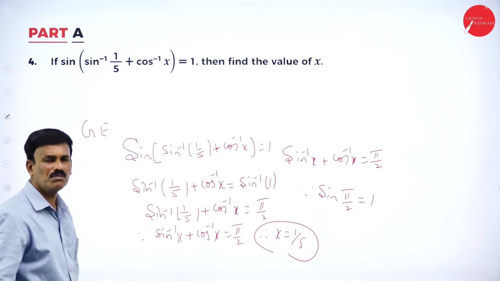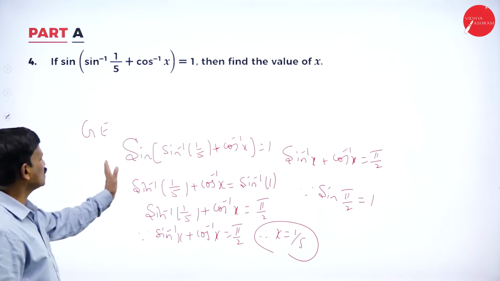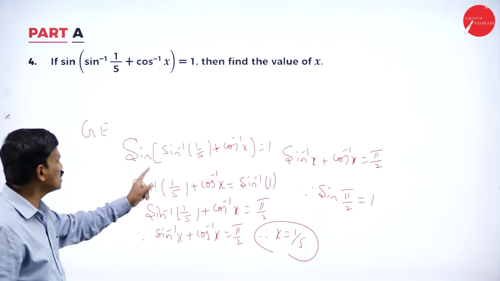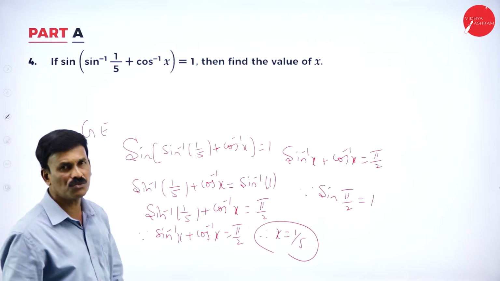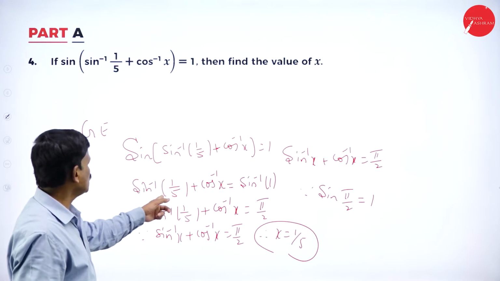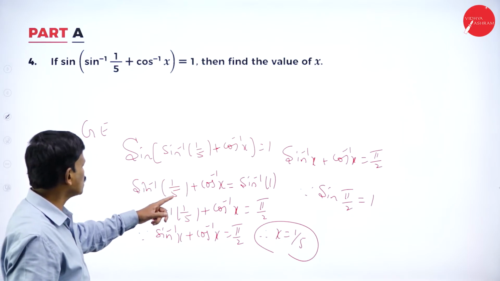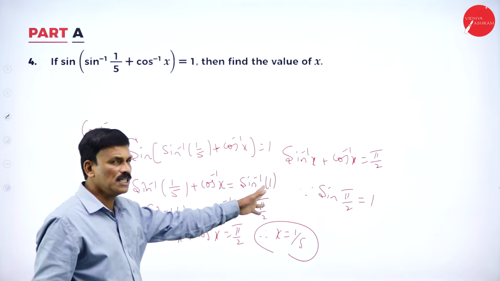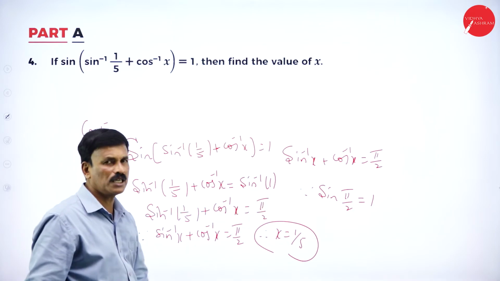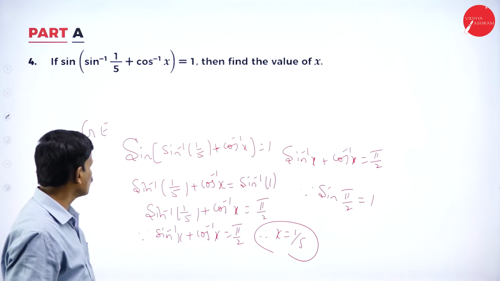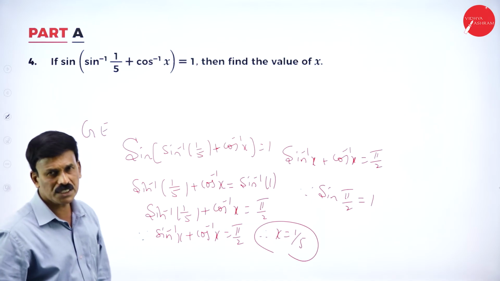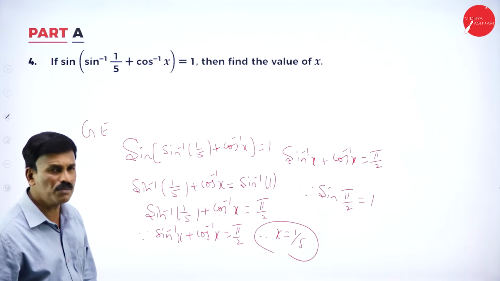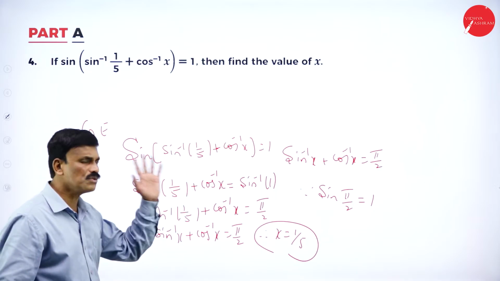That's it. Simple problem. Just see here, transfer sin, take inverse for this. Sin of sin inverse 1 by 5 plus cos inverse of x is equal to 1 can also be written as sin inverse 1 by 5 plus cos inverse of x is equal to sin inverse 1. What is sin inverse 1? Pi by 2, because sin 90 is 1. If you observe carefully, this is of the form sin inverse x plus cos inverse x is equal to pi by 2. So therefore x is equal to 1 by 5.